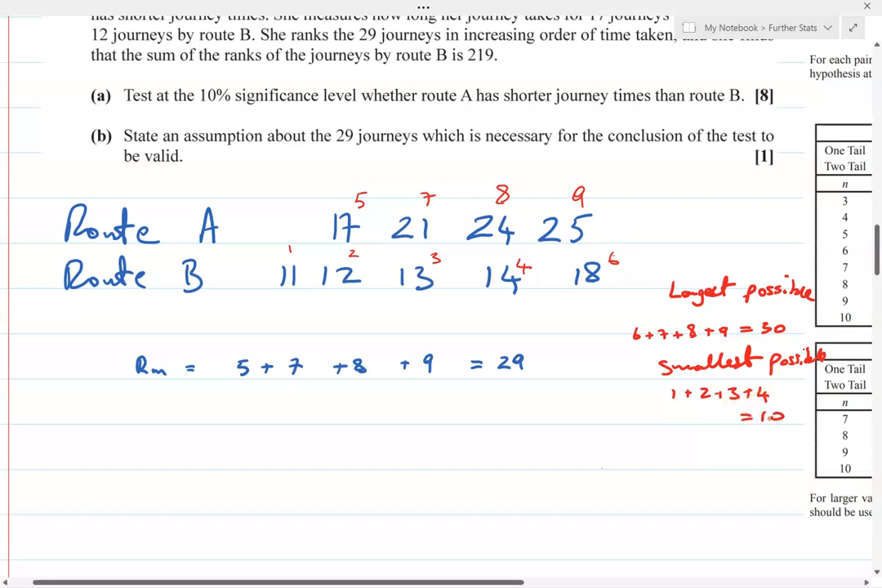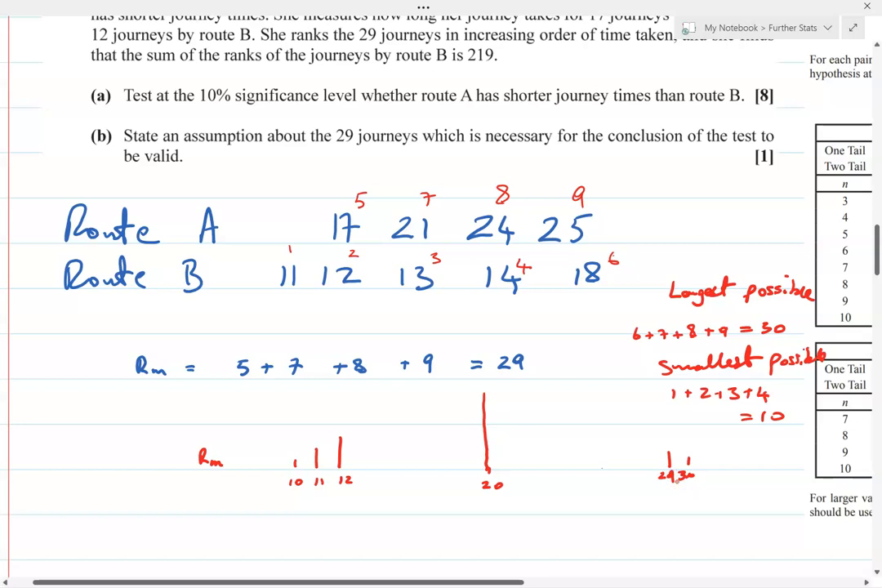So the distribution of RM would be a discrete distribution with the smallest possible being 10. There's only one way of doing that, so it's less probable. Then we've got 11, 12, and so on. I probably haven't got enough room to put them all on, but the mean of this would be 20, and the largest possible is 30.